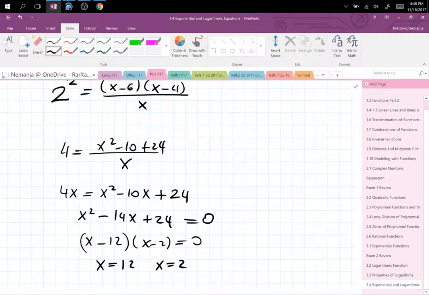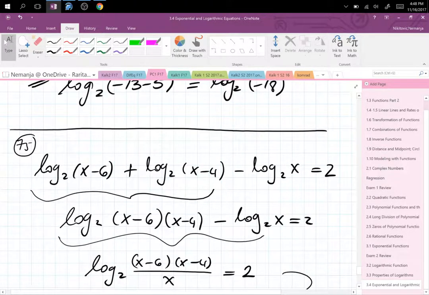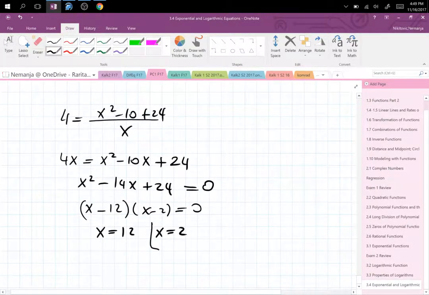Now you have to check this. You have to check both solutions. There's a reason why this problem is 80 points on the test. It's a lot of stuff here. So we have our candidates, 12 and 2. Plug in 12. 12 minus 6 will give you 6. 12 minus 4 will give you 8. Over here is 12. All those numbers are positive. So this looks promising to be an answer. Now you can go compute exactly each one. So I'm going to label x equals 12 as a good answer.